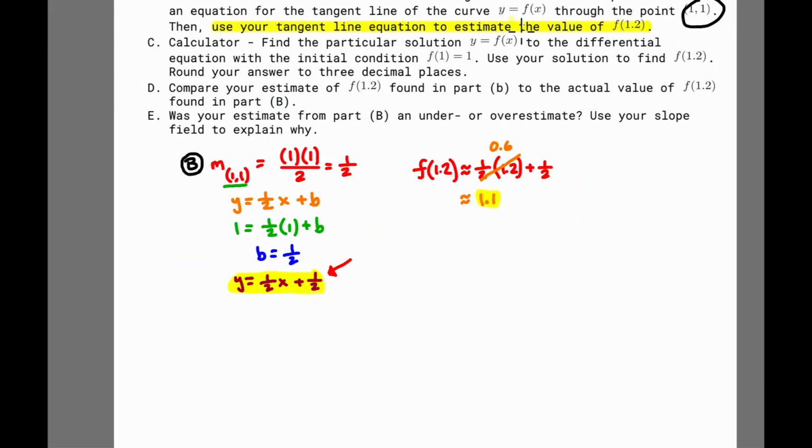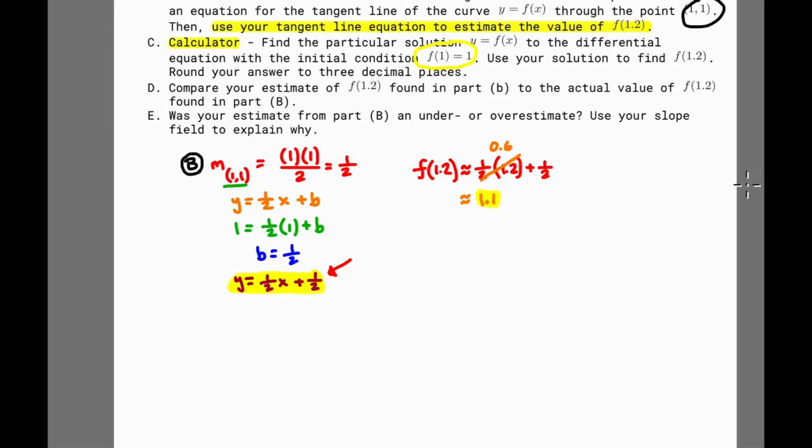All right, so for part C, it says it's a calculator problem. So it says find the particular solution of y equals f of x to the differential equation. So now we're actually solving that differential equation, and we're using this initial condition right here. It says f of 1 equals 1, and it says use your solution to find f of 1.2. Round your answer to 3 decimal places. Okay, so now we're actually going to find the exact value of f of 1.2. If you notice for part B, we found that 1.1, that was an approximation.